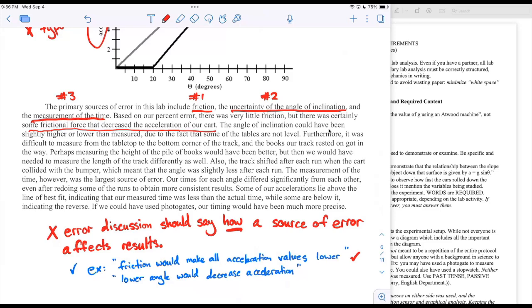If he had just said something like, when he's talking about how the track would slip down over time or something like that, a lower angle would decrease the acceleration. That's an important thing to mention, and it's not there.